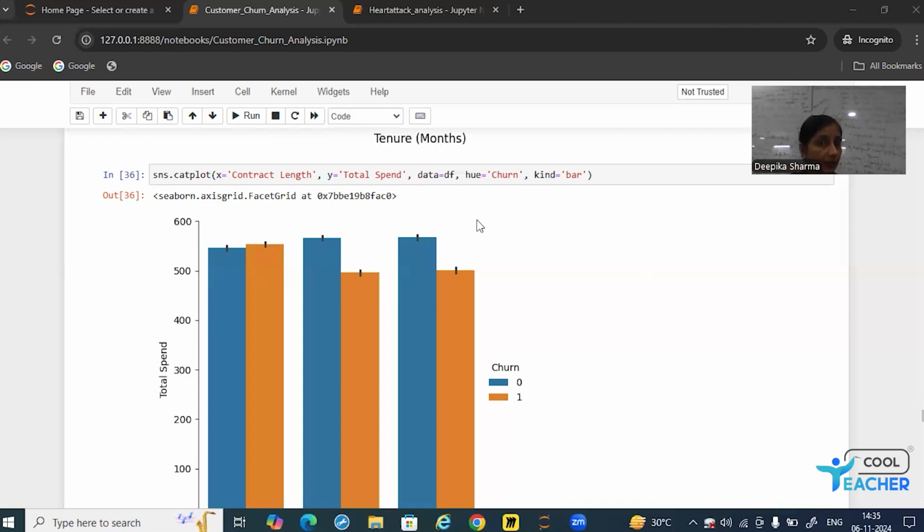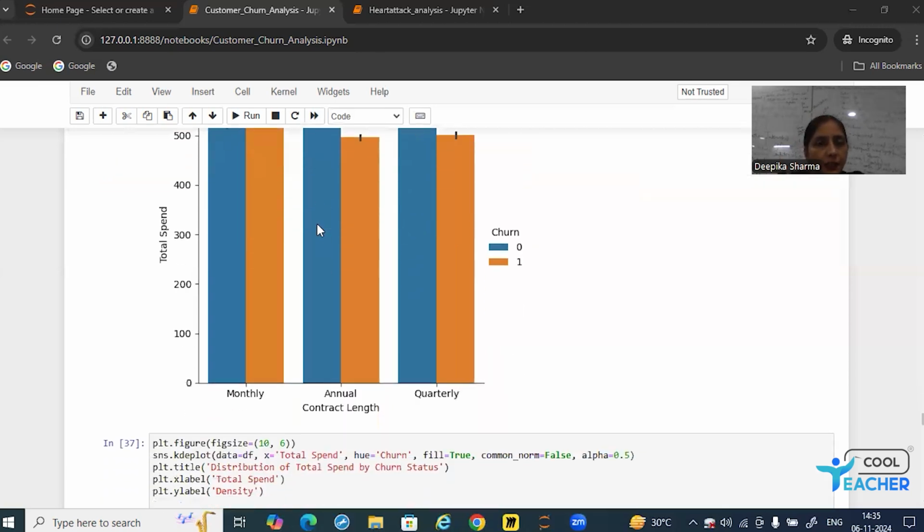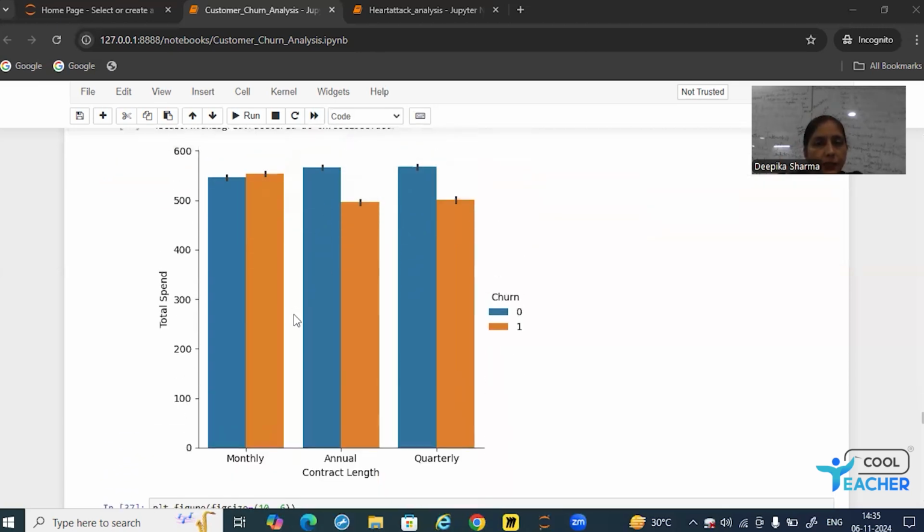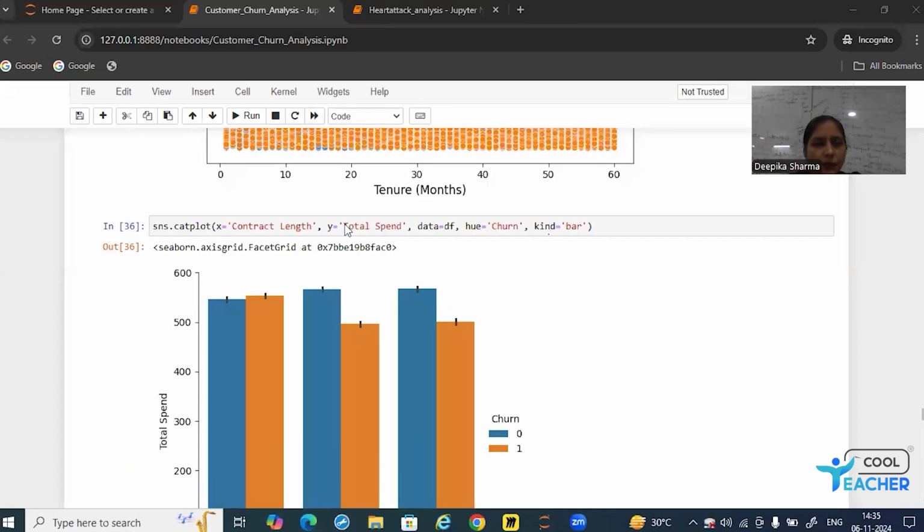Churn means if churn is 1, it means they have left the subscription. 0 means they are retained with the subscription. They are still our customers. So here, if I check it out, monthly, you can see here. If you see this data, contract length, total spend.